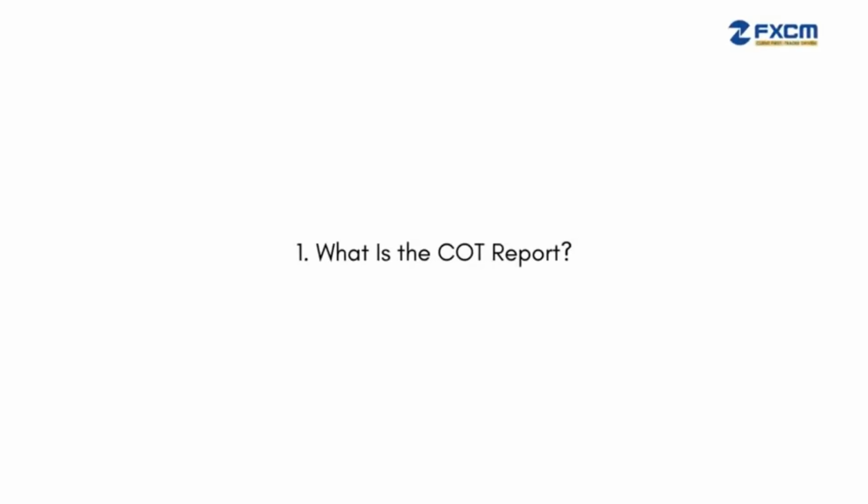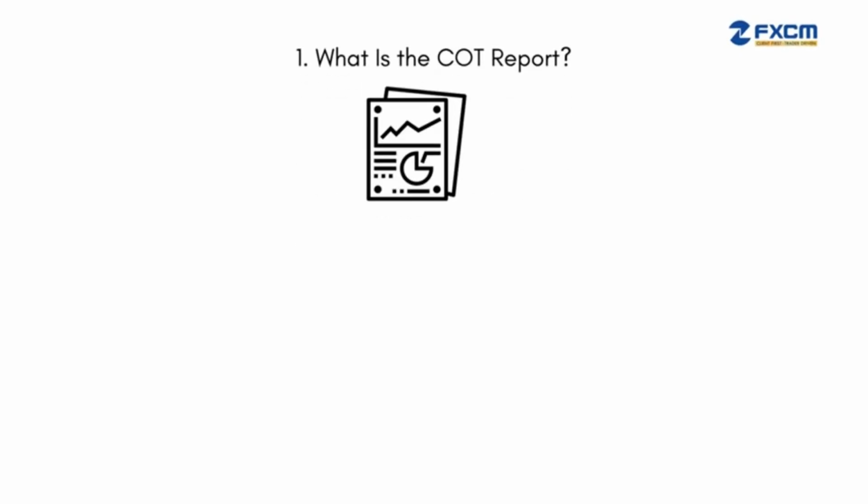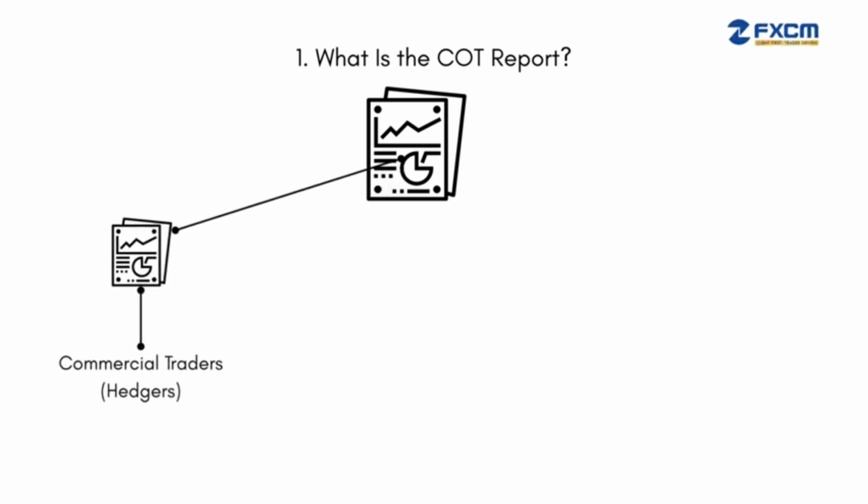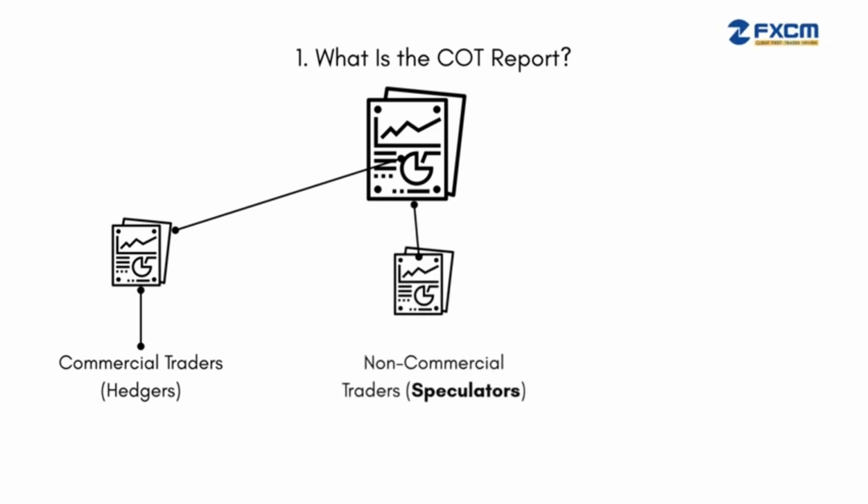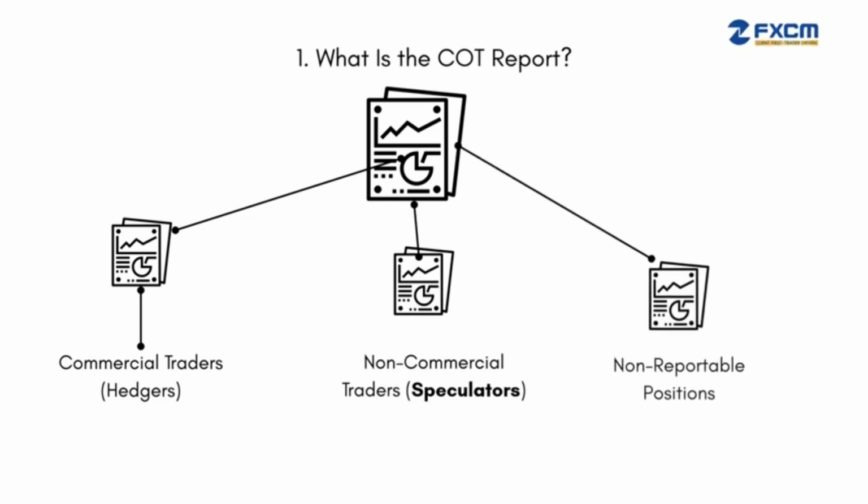1. What is the COT report? The COT report breaks down how different types of traders are positioned. Commercial traders, hedgers, institutions using futures to hedge real-world business risks. Non-commercial traders, speculators, hedge funds, and large traders seeking profit. Non-reportable positions, small traders not required to report large positions.